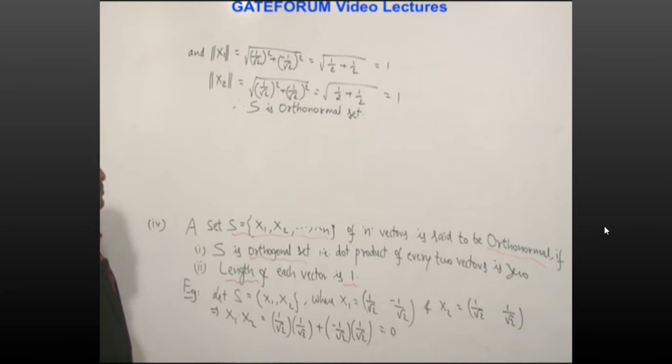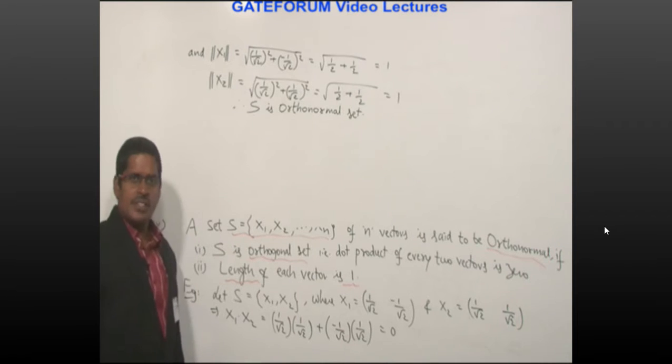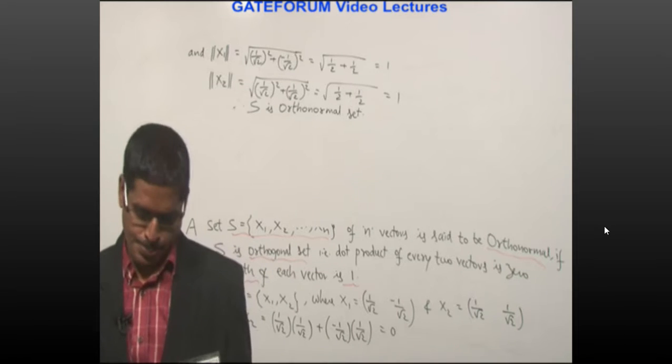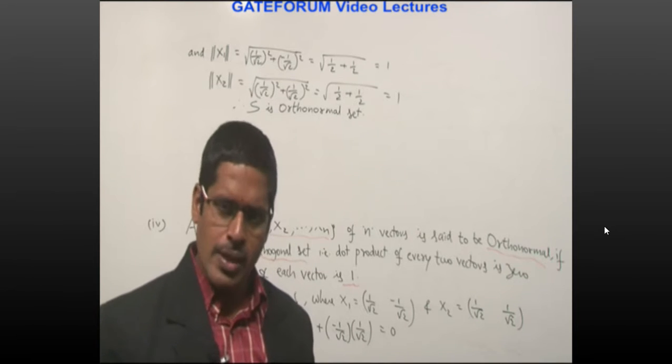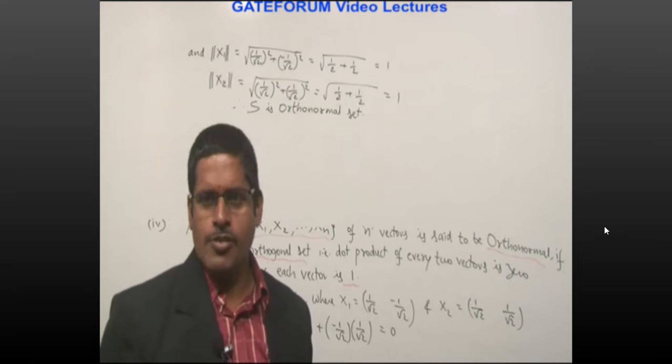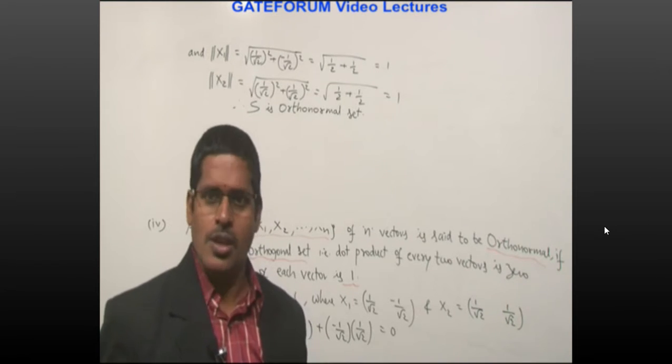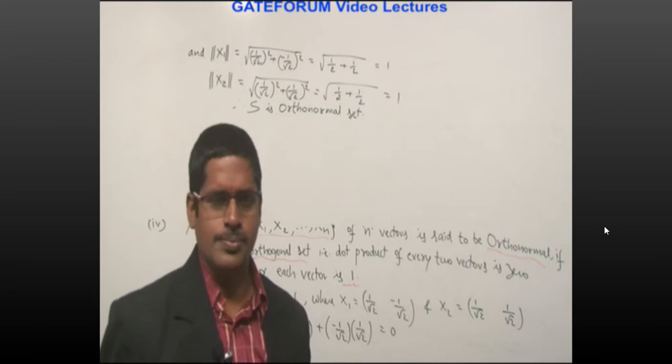Please write fast. So the only difference is, for these two definitions you have to find the length of each vector. If the length of any vector is not equal to 1, then that set is an orthogonal set, provided the dot product of every two vectors is 0.